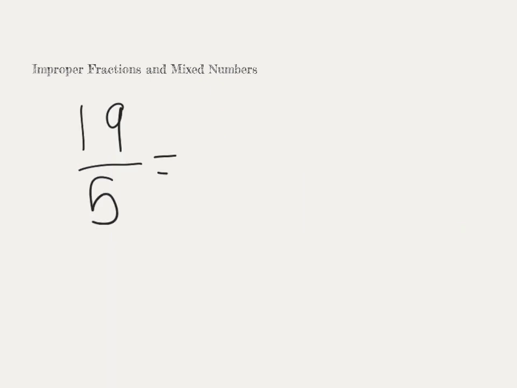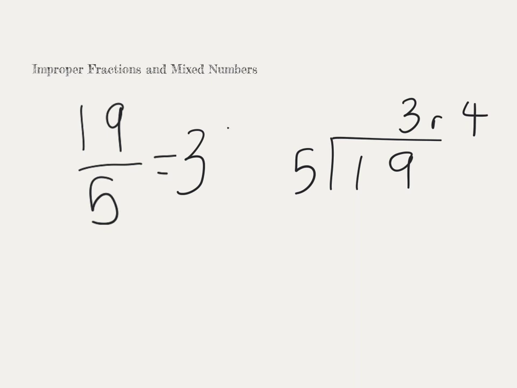For this one, 19 fifths, so I have 19 divided by 5, and because I know my 5 times table, that is going to be 3 remainder 4. And what is remainder 4? Well, that's how many fifths I have left over. So I have 3 wholes and 4 fifths left over. I'm dividing by 5, I'm splitting it into groups of 5. So I have 4 fifths left over.